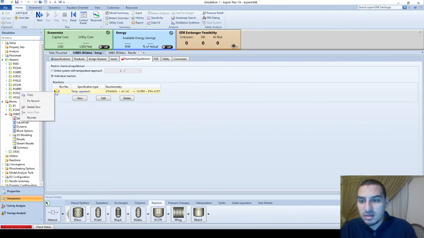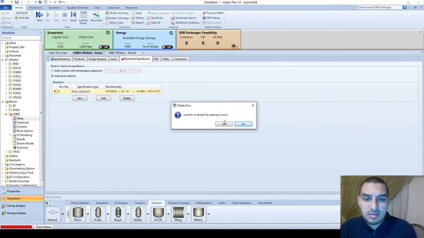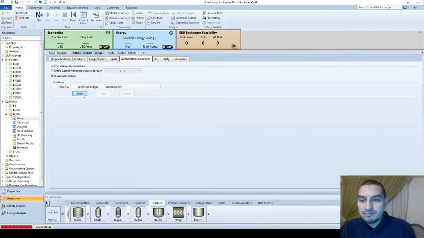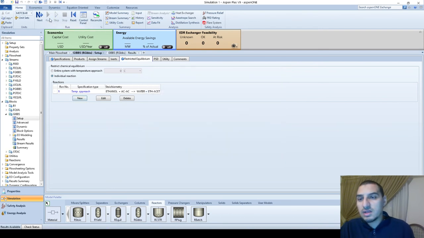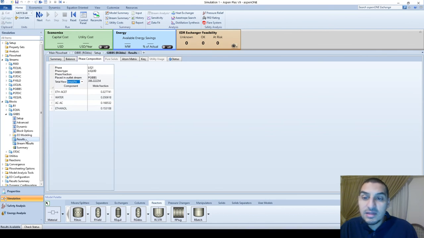Anyways, I think I have to start from the beginning, delete everything. So this is gonna be ethanol. Sometimes it's stupid in some cases like this. It cannot let you change the number of the reaction. The water is 1 and the ethyl acetate is gonna be 1. The temperature approach is 0, so should be good to go. And let's run the file and let's take a look at the outputs.